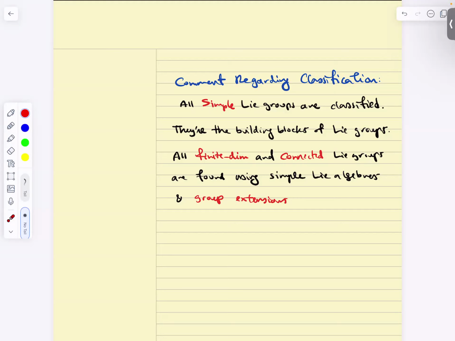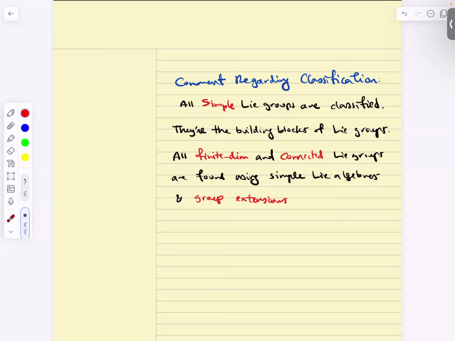So what is this reconstruction result? Any finite dimensional connected Lie group could be constructed from simple Lie algebras using a method of composition called group extensions. I'm not here to teach math, but group extension is something to just keep the words in mind. We'll talk about a very special case of group extension called central extension. It's the simplest case possible. Well, not the simplest case possible.